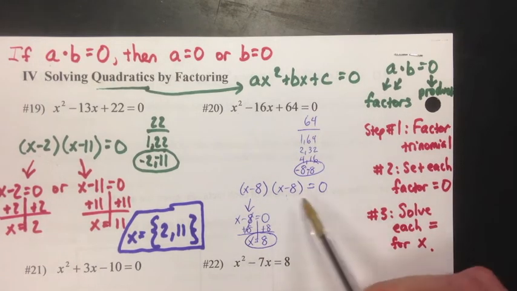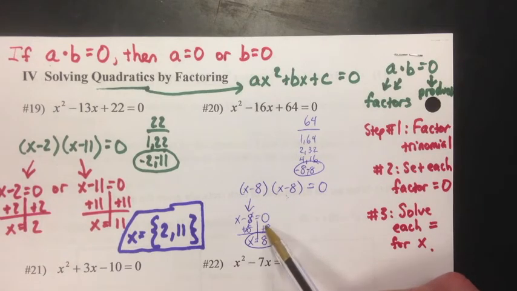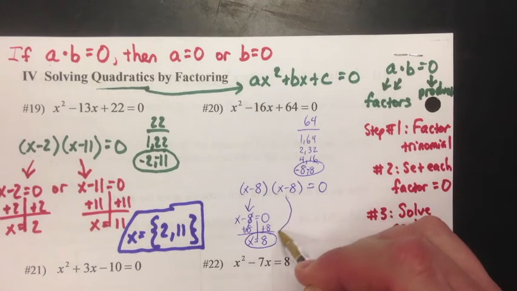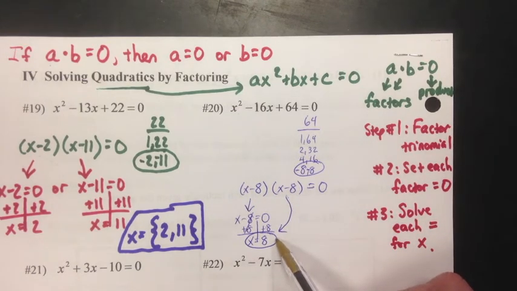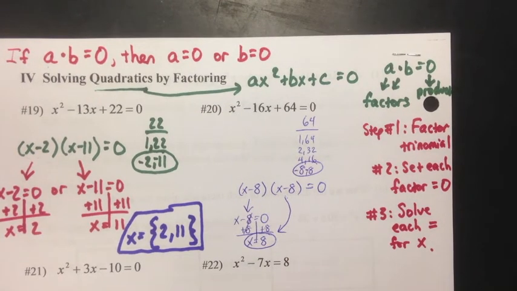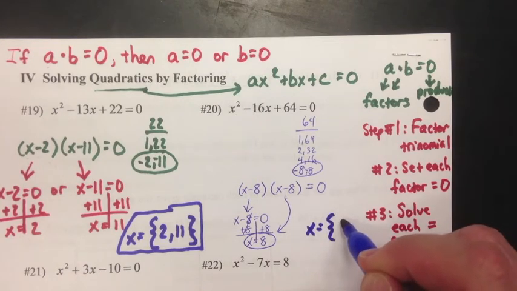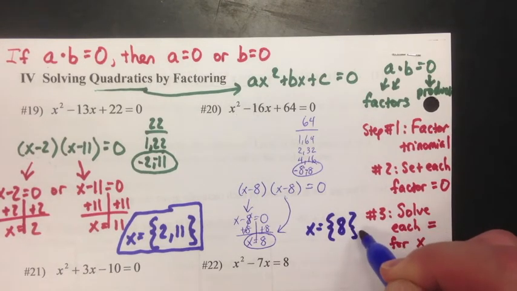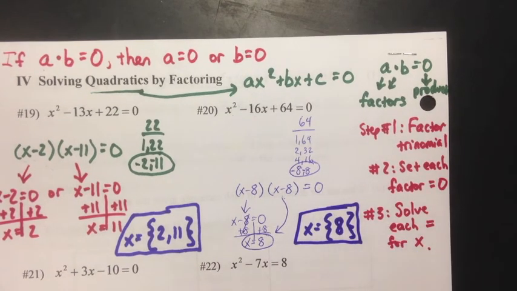Now at this point, notice that the second factor is exactly the same. So do I need to repeat the process? No. That's going to give you the same value. So in this equation, we actually get one answer, but we get it twice. When you write down your answer, though, all you have to do is say x equals, and the solution set is just 8. You don't need to write it twice. Okay, there we go.